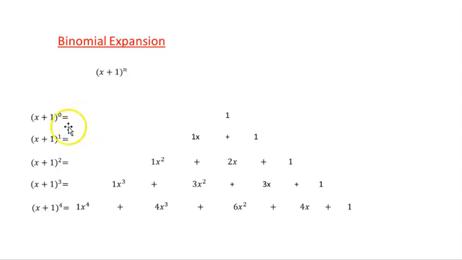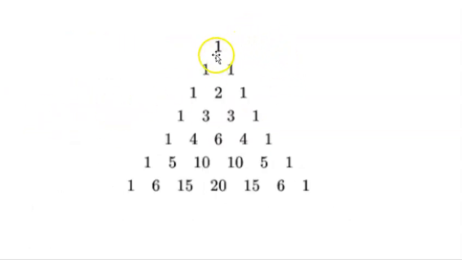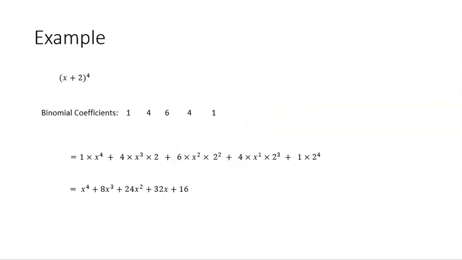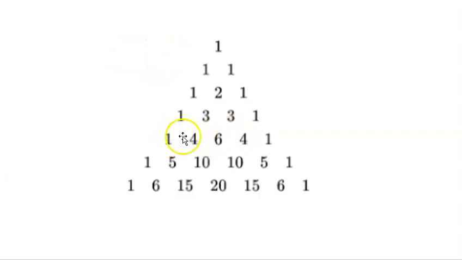First, I'm going to show you. You see at the top, that 1 at the top is only when x plus 1 is to the power of 0. So when we're doing this, we don't count the 1 at the top because that's where n is equal to 0. So then we go 1 and 1, that's row 1, then 2, then 3, and then 4. And then because it's to the power of 4, we take this row down here, the 1, 4, 6, 4, and 1.